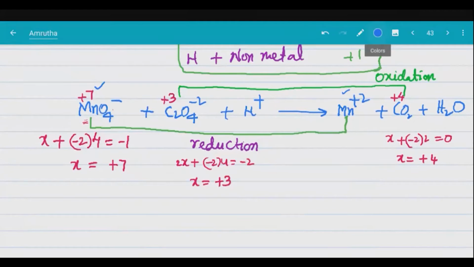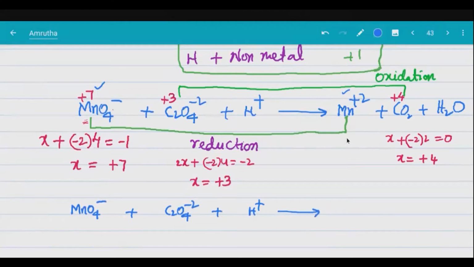7 minus 2, 5 electrons. Very simple, exactly, no? So 5 electrons. Now I'll write it again. MnO4 minus plus C2O4 minus 2. I'll write electrons this time.